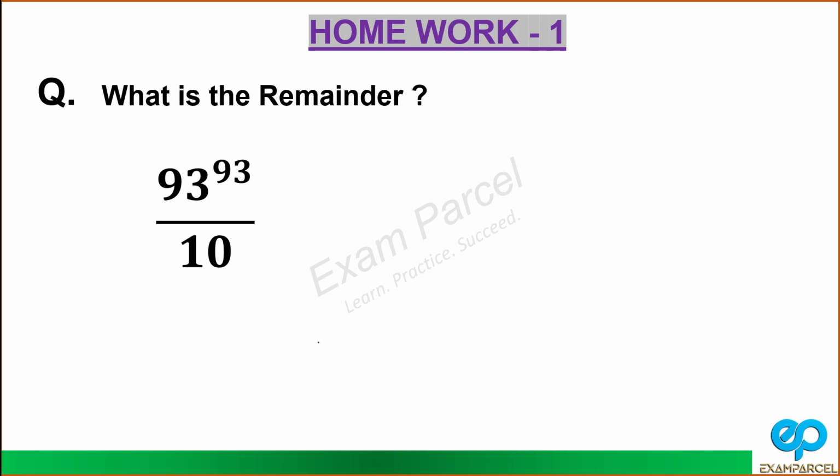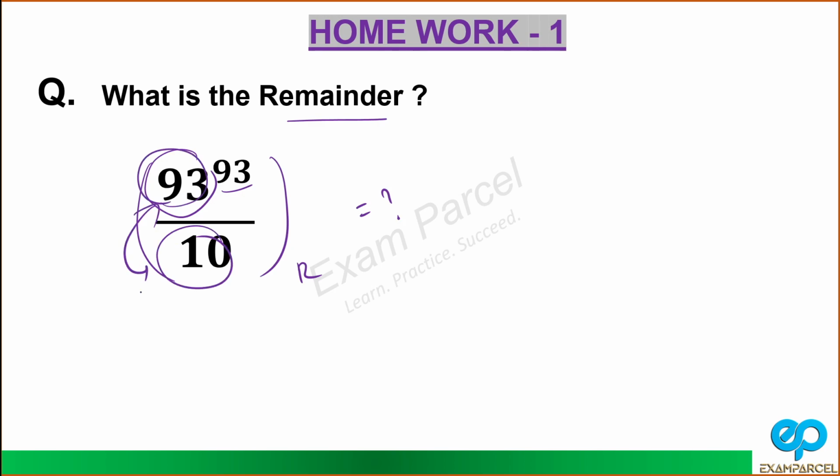Some practice questions for you. The first question is, what is the remainder of 93 raised power 93 when I divide by 10? So what is the remainder? A simple hint is that first you will check whether 10 and 93 are co-prime or not. Obviously they are co-prime, because this will be 3 into 31 and this will be 2 into 5. And then you can proceed.